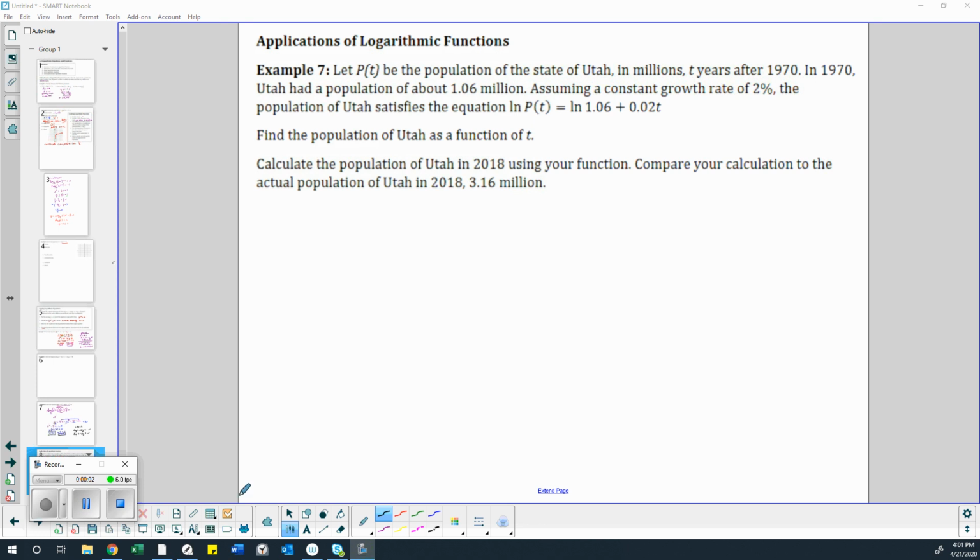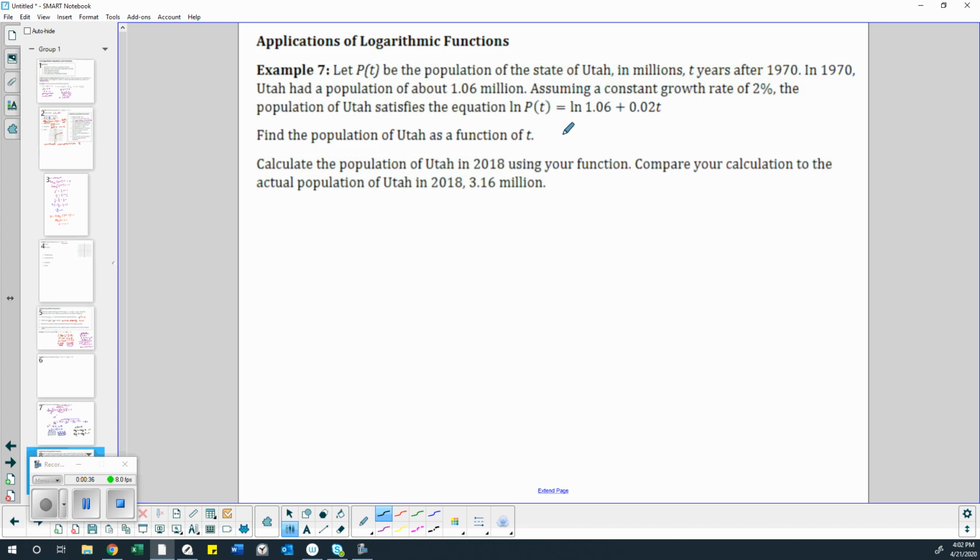The last thing we're going to do in section 4.4 is an application problem. Let P of t be the population of the state of Utah in millions t years after 1970. In 1970, Utah had a population of about 1.06 million. Assuming a constant growth rate of 2%, the population of Utah satisfies the equation natural log P of t equals natural log 1.06 plus 0.02 times t. Find the population of Utah as a function of t.